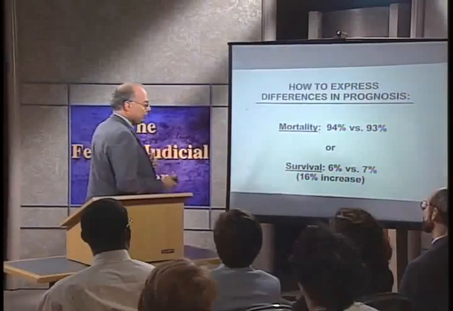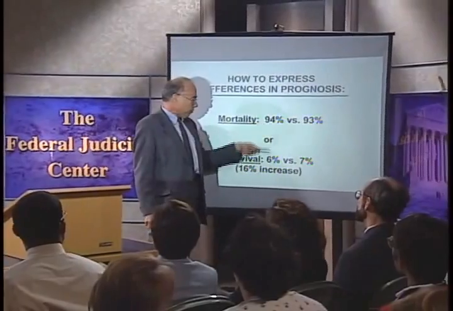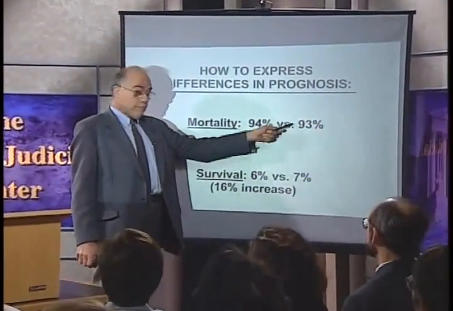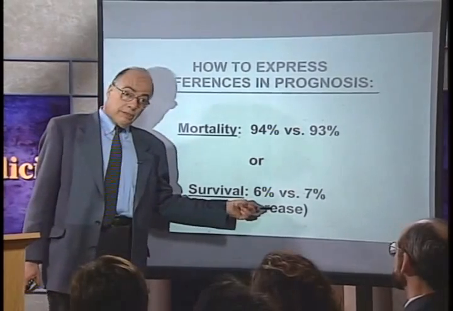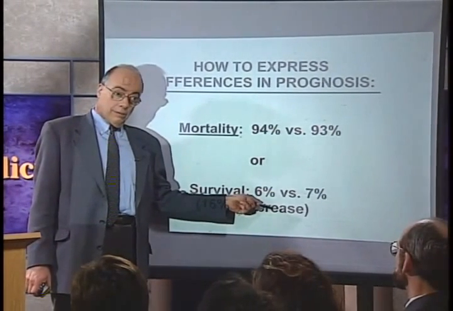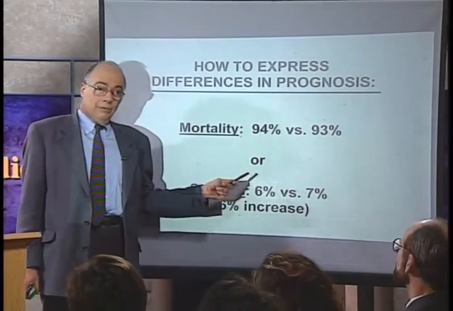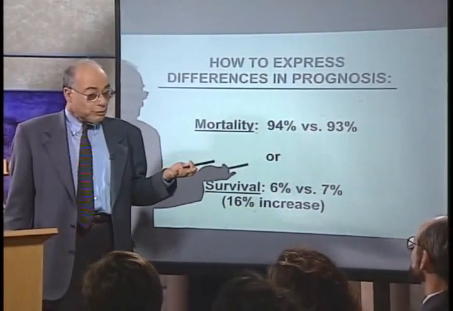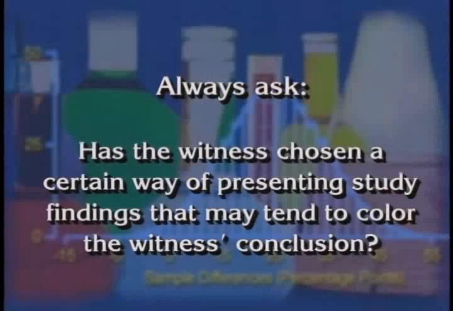But someone else who may be advocating for the new treatment comes and says, oh no, you're not looking at it correctly. Let's look at survival with the two therapies. Survival with the old therapy was 6%. It's gone up to 7% here. We have a 16% increase in survival with these two therapies. Which is true? The answer is they're both true. Again, it's the question of how you choose to express the findings. And therefore, if you're hearing scientific testimony in the court, you have to be asking always, has this person specifically chosen a certain way to present the findings that may tend to color the conclusions?